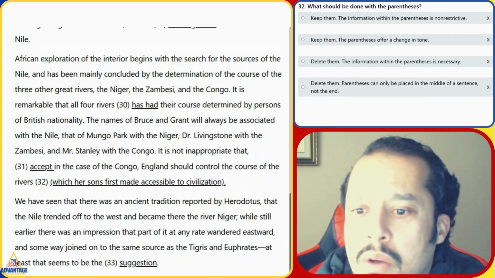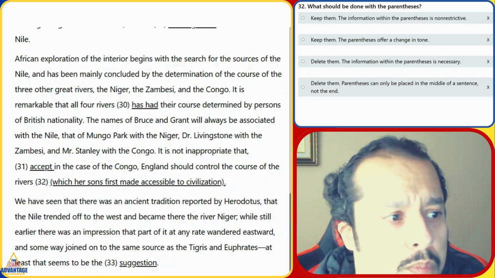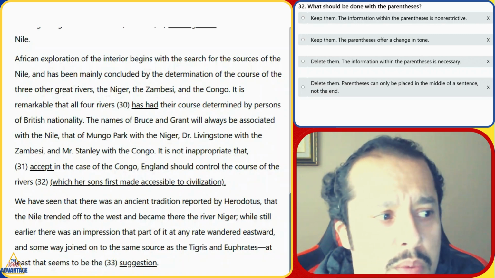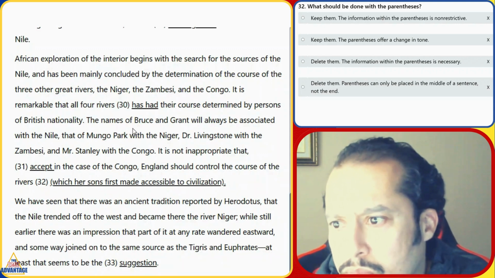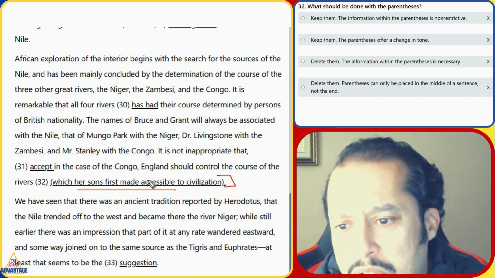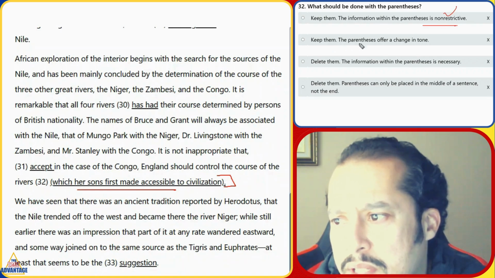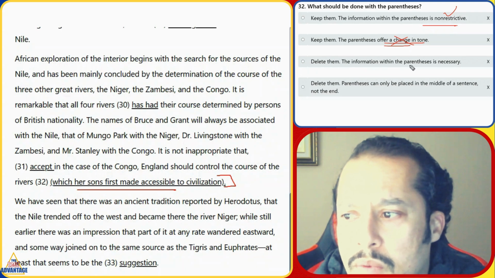What should be done with the parentheses? I would definitely keep this information. I don't see why we would delete this information. But let's see the reasons. So this is an aside. First of all, it's outside of the conversation. That's why we keep parentheses. But let's see the next one. The parentheses offer a change in tone. That's impossible. A change in tone would be acceptable. Would be wrong. Delete them.